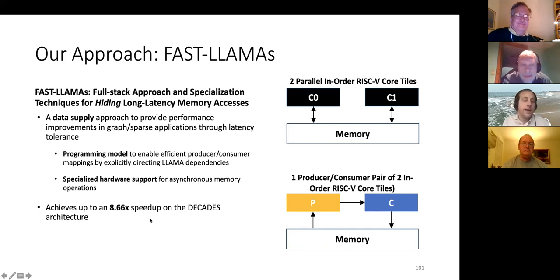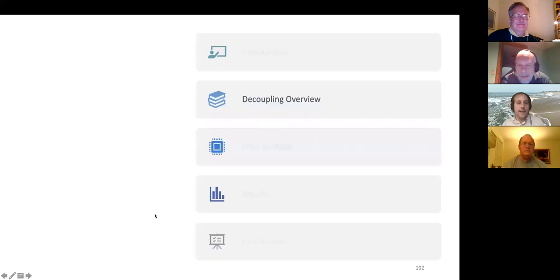Now, we were actually pretty surprised at how well this works for graph applications. We were able to achieve an 8.66x speedup on the Decades architecture using just two tiny in-order processors. So I want to give you more details on how that actually works.